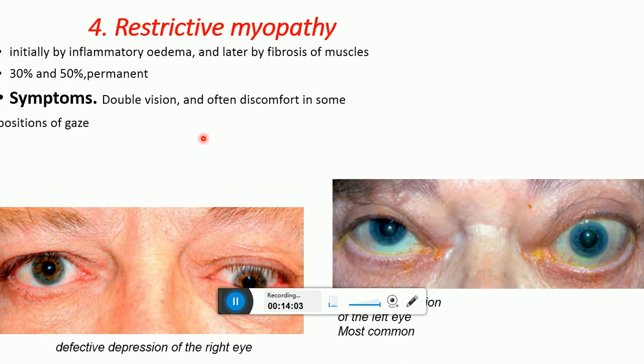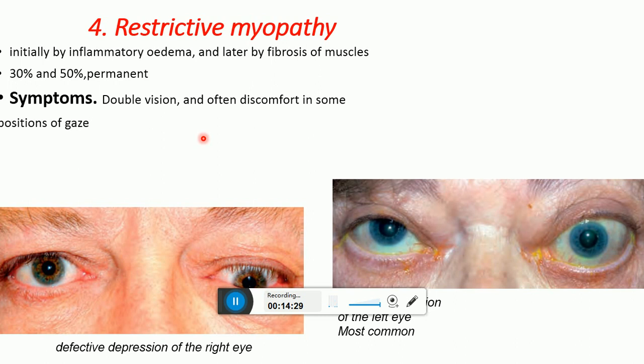Initially, in restrictive myopathy, there is an elevation defect. The elevation defect is caused by fibrotic contracture of the inferior rectus. When there is fibrotic contracture of the inferior rectus, it may mimic superior rectus palsy. There is an elevation defect, so it may mimic superior rectus palsy, and it is the most common motility defect.